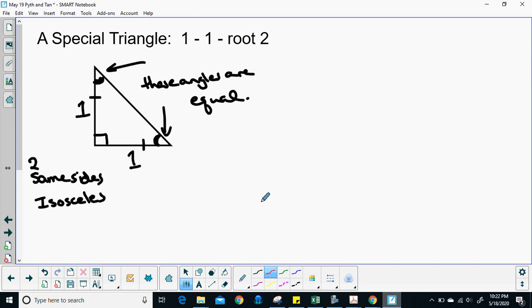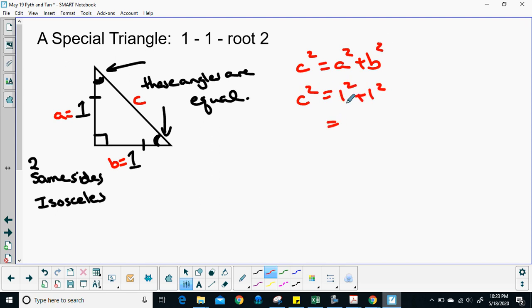Let's just use Pythagoras on this. Let's just figure it out. So the longest side is c, little side, little side. So Pythagoras says c squared equals a squared plus b squared. So the longest side equals 1 squared plus 1 squared. So let's add those up. 1 squared is 1, 1 squared is 1, 1 plus 1 is 2. Get rid of my square here. And we can just leave it as root 2. That's fine.